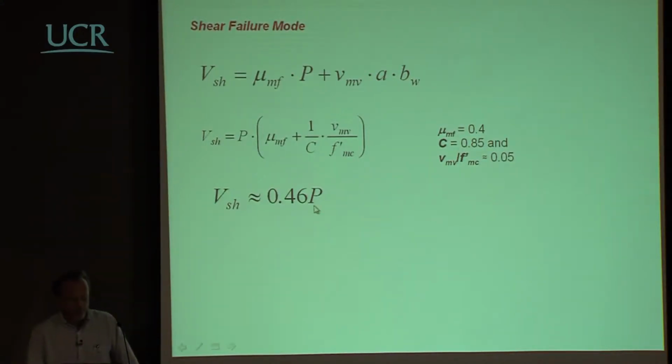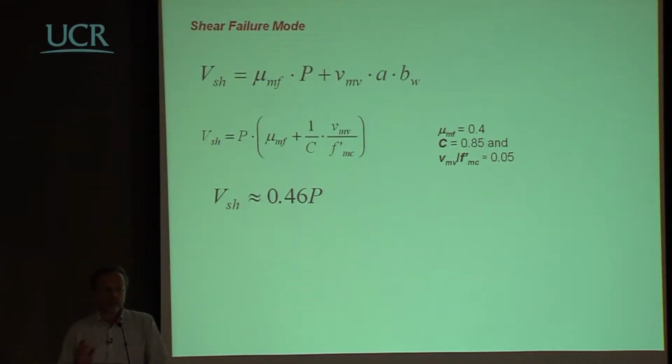You end up with something where you could guess that the shear capacity, the total shear capacity in this case, is only a function of the vertical load, and this factor that multiplies the vertical load could be in the range of the value which is given there, let's say 0.4 to 0.5, something like that.